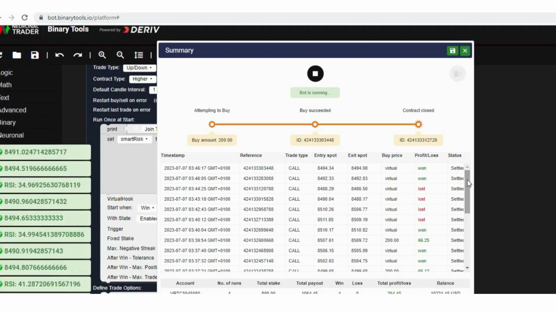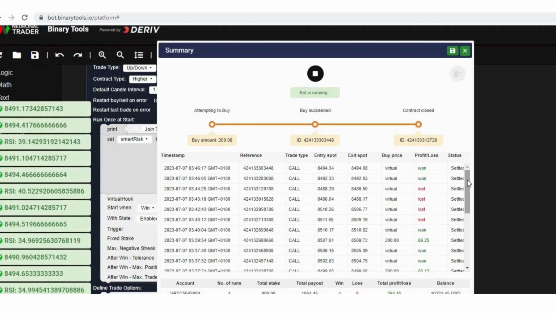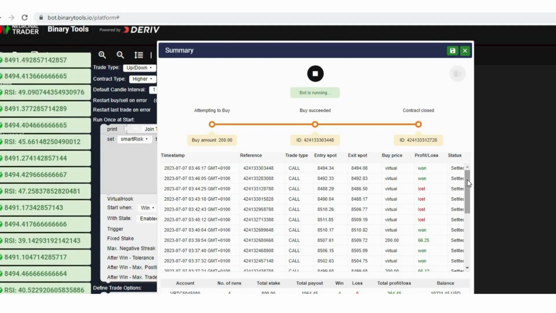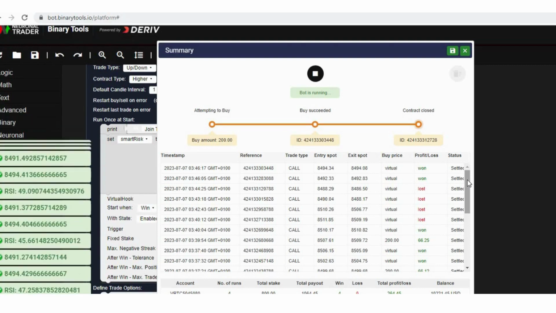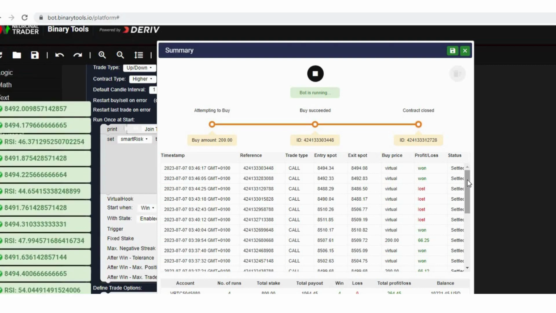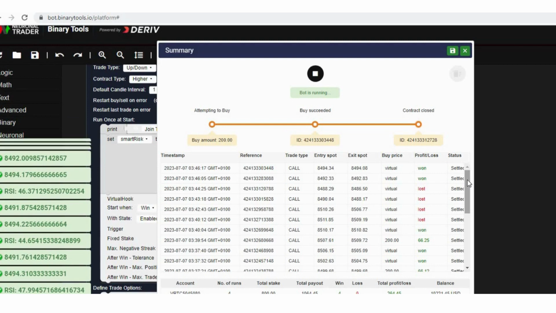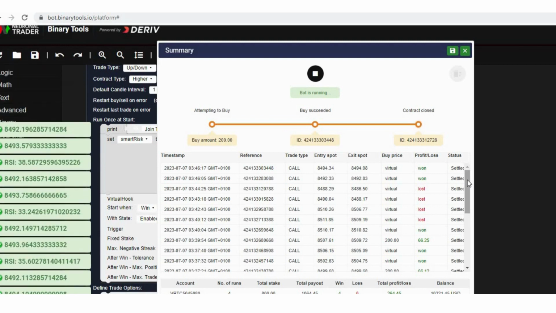We already have 4 wins in a row. Let's see. Just be patient. Let's see.